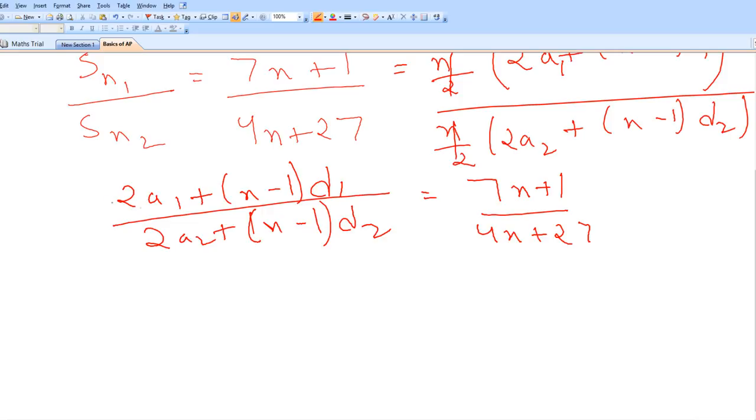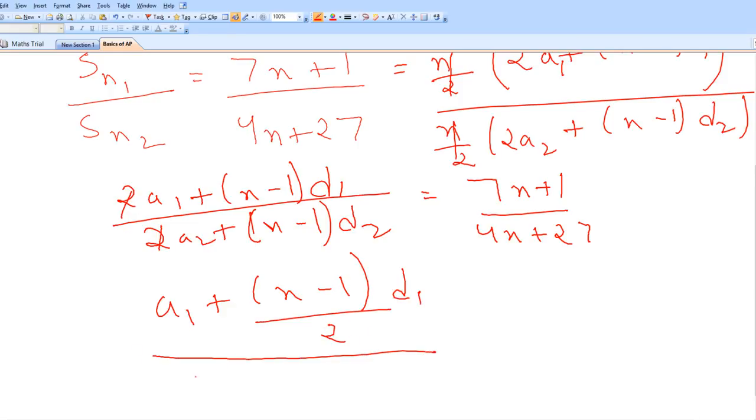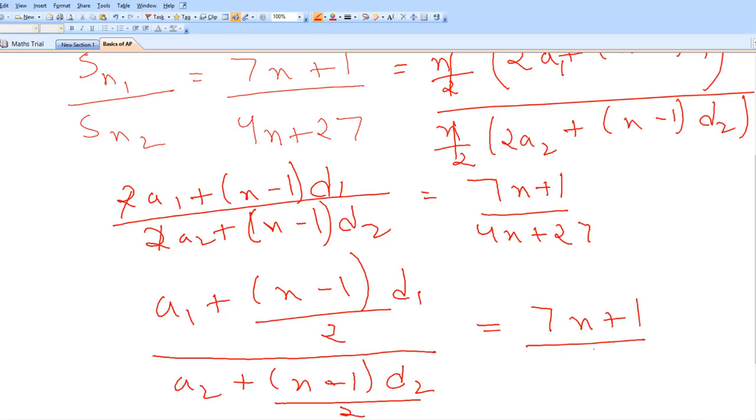Now, I can divide the whole LHS, numerator as well as denominator, by 2 to get rid of this. So I will get A1 plus n minus 1 by 2 D1 upon A2 plus n minus 1 by 2 D2. This is equal to 7n plus 1 upon 4n plus 27.